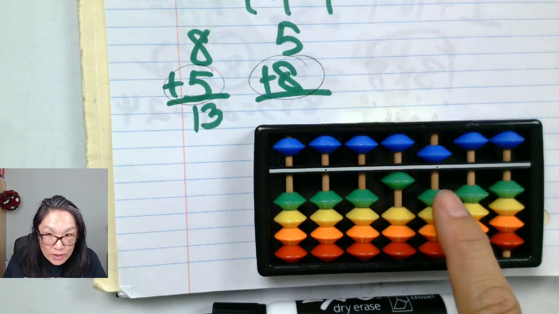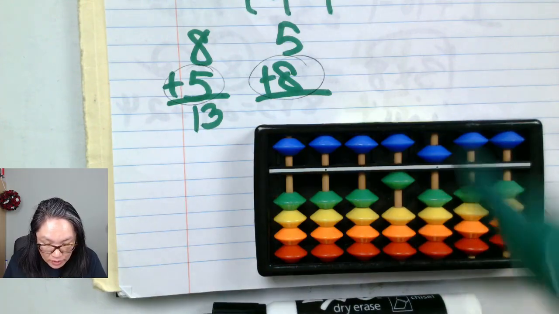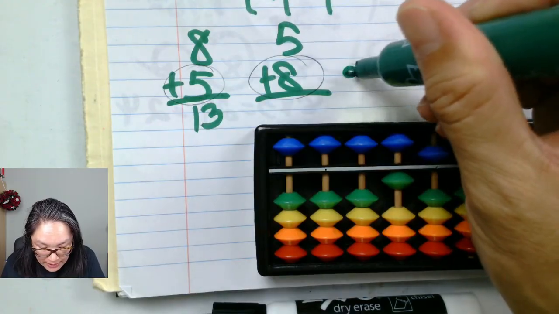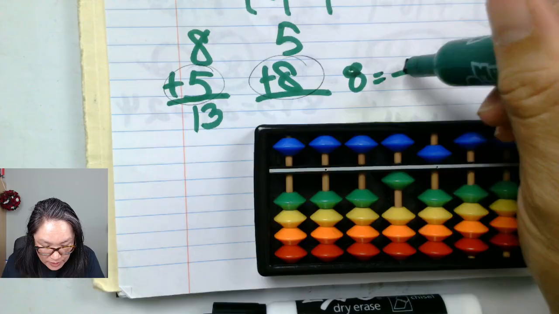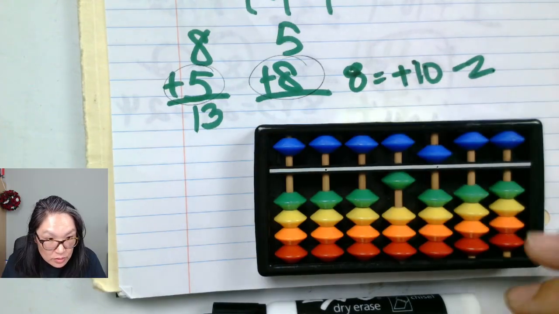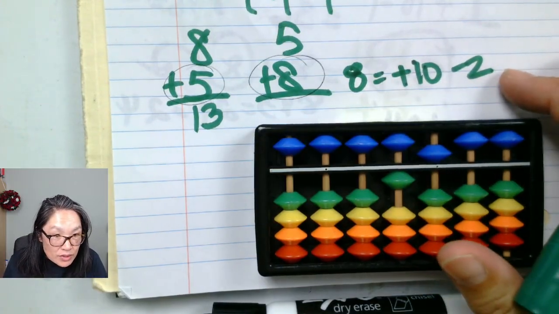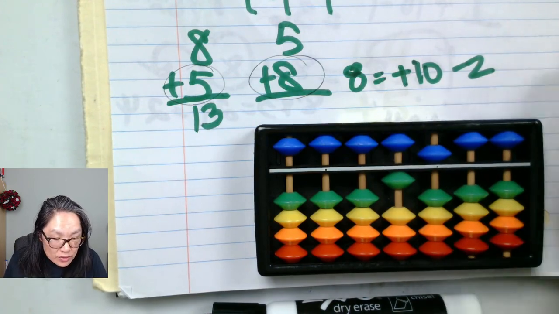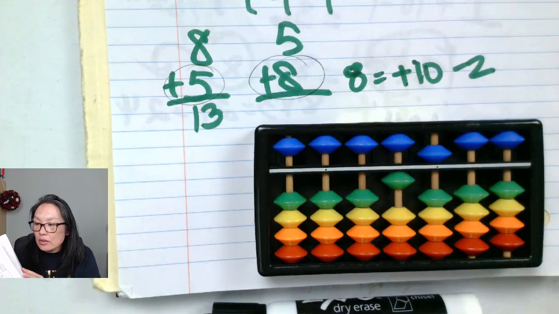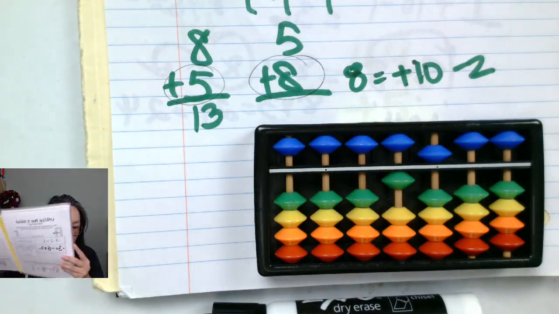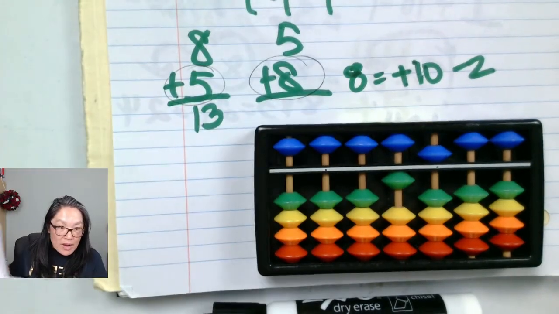Wait a minute. We don't have enough beads to take away the 2. So we have what? 8 is equal to plus the 10 minus 2. We cannot minus the 2. What's another way to minus the 2? Do we remember? Minus the 2.